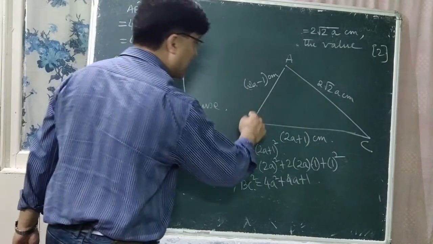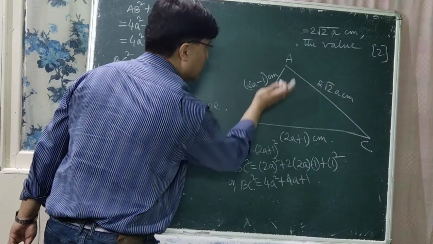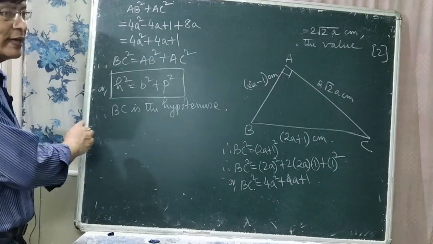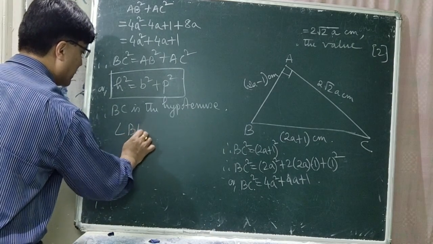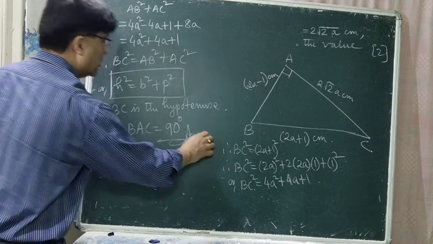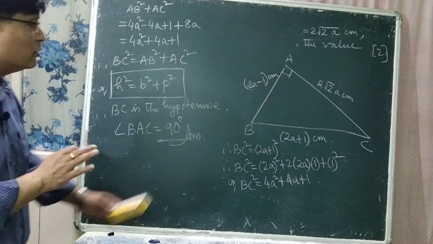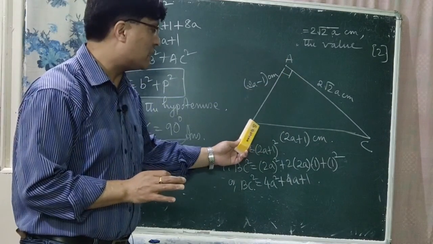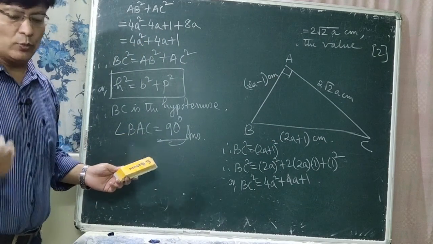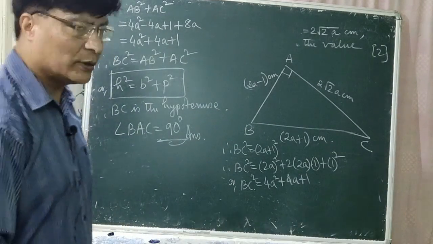Now we have to get the angle BAC. What is angle BAC now? The angle opposite to the hypotenuse will be 90 degree. That means angle BAC will be equal to 90 degree. That is your answer. Angle BAC is equal to 90 degree, because you know that the angle opposite to the side hypotenuse will be a right angle. So in the question you have to find out angle BAC, which is equal to 90 degree. Is that understood now? So we'll do the next question now.